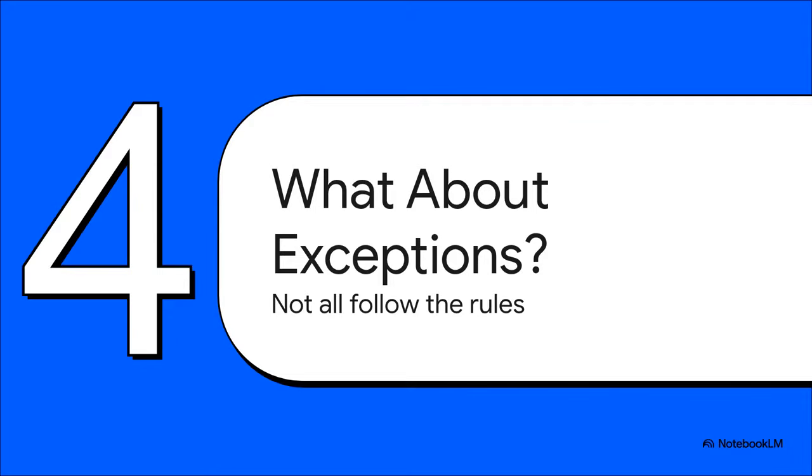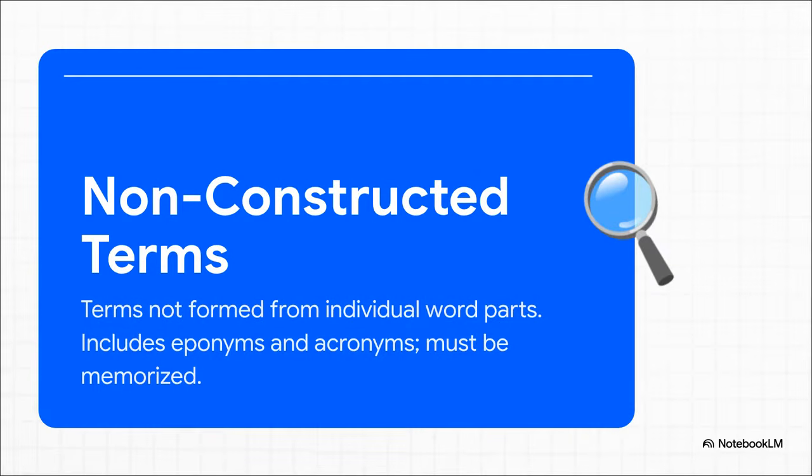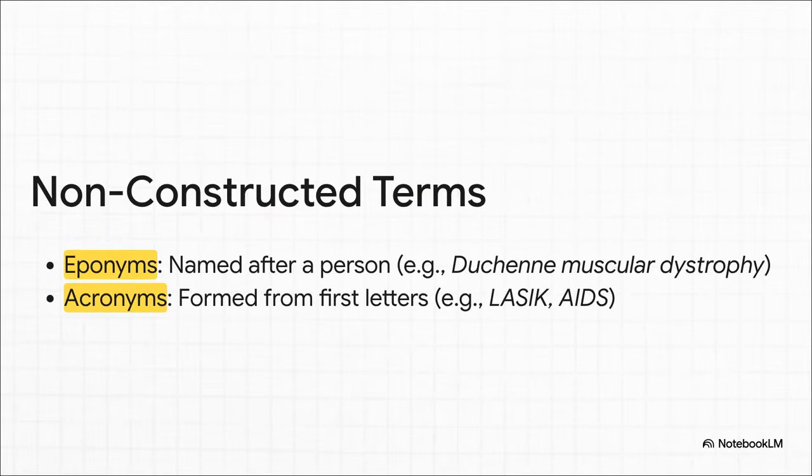Now, I gotta be honest with you. This system is incredibly powerful, but it's not foolproof. There are some medical terms out there that are non-constructed, which means they don't actually follow these building block rules. These are the exceptions to the rule that, unfortunately, you just have to memorize. They don't break down into those neat little parts. The two most common types you're going to run into are called eponyms and acronyms. So eponyms are terms named after a person, like Duchenne muscular dystrophy. And acronyms are words made from the first letters of a long phrase, things like LASIK or AIDS.